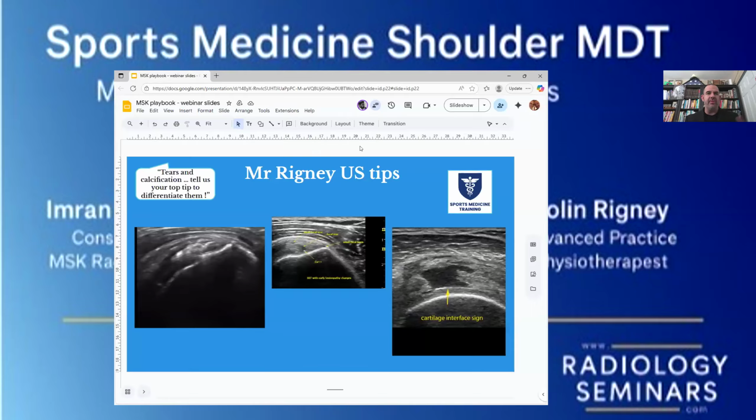So how do we know tears, calcifications? How do we differentiate what's what? I'm going to use this term. There's a term called pathognomonic. When you see over on the left here, this is another long axis image of the supraspinatus. Okay, you see this calcium. This is a different patient now, but a similar appearance.